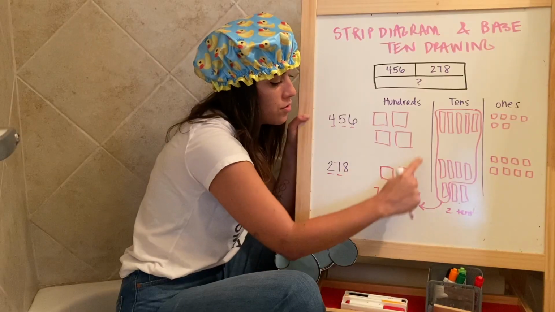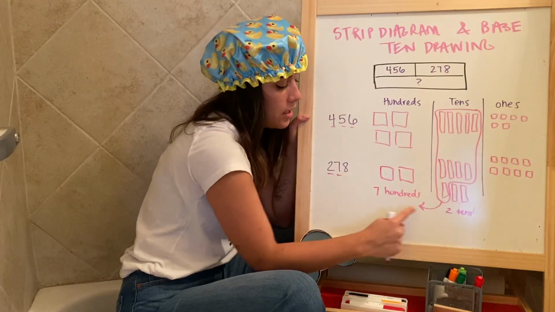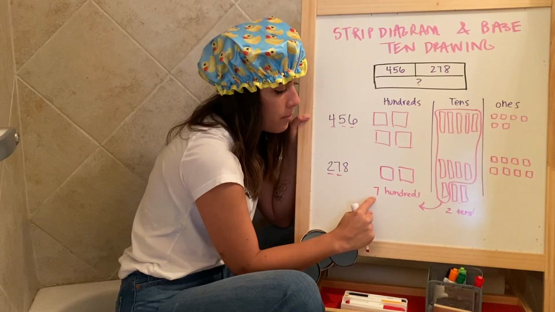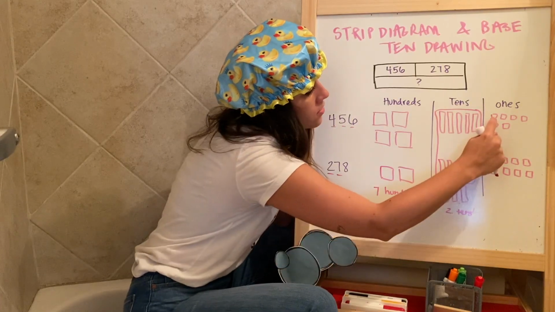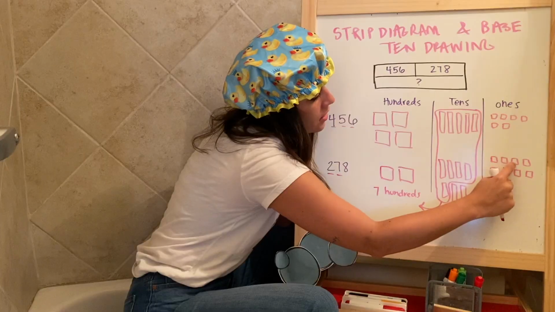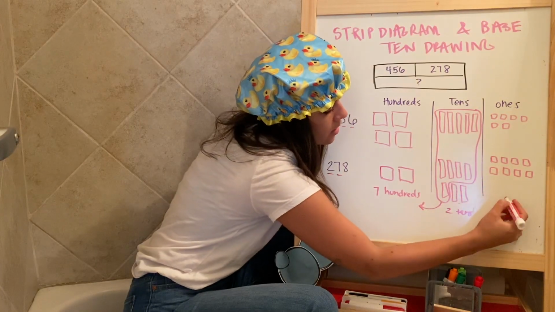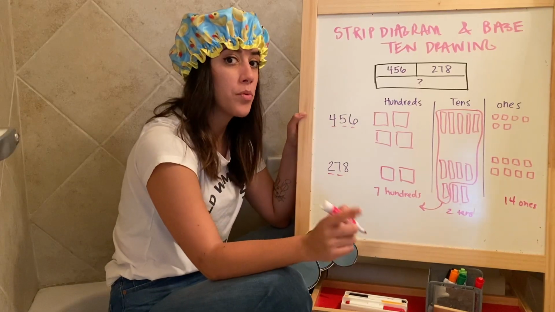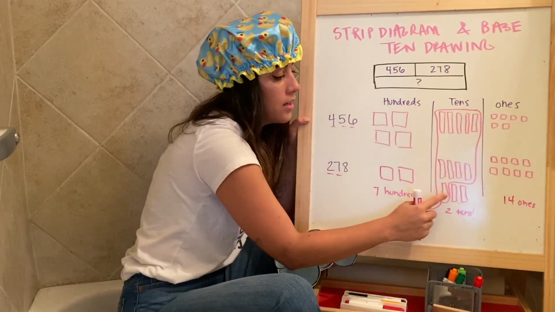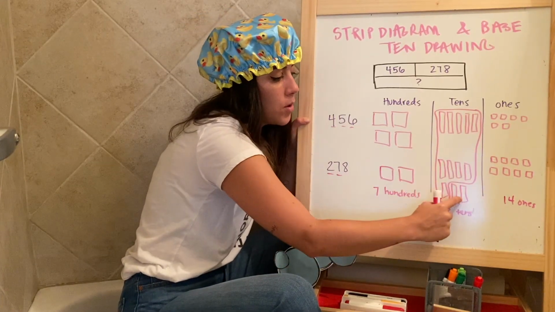I have 6 hundreds here. I have 1 more 100 here. I'm going to make that my mark, right? So 7 hundreds plus 2 tens plus 1, 2, 3, 4, 5, 6, 7, 8, 9, 10, 11, 12, 13, 14. 14 ones. Again, I'm going to regroup because 14 ones doesn't equal another one of these.